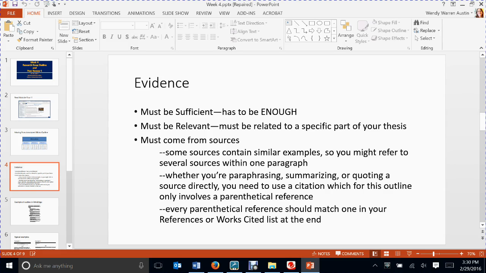A parenthetical reference means putting in the name and the year, if it's APA style, in parentheses, hence the word parenthetical, right after where you paraphrase it, summarize, or quote it. And again, it's not just needing to put it there when you're quoting. Now, you also need to have a matching citation, and this is a different use of the term citation, for the works cited list or the reference list at the end. And so that's an important factor too.